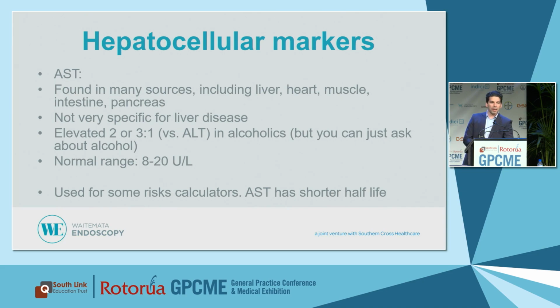Now AST. Most of the time you'll order a liver function test and you'll get ALT back, and the advantage of that is it has a longer half-life. In hospitals, when patients are really sick, we quite often do AST because you get really beautiful daily variations, so we can see much faster if they're improving. It's also found in liver, heart muscle, intestine, pancreas, and lots of other things. Sometimes we use it if we suspect alcoholic liver disease, but in reality, quite often you know who's alcoholic and you can just ask.